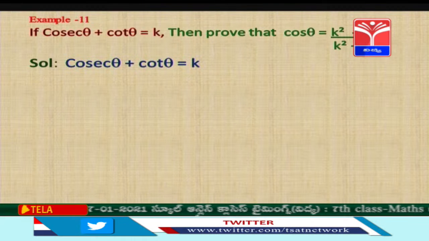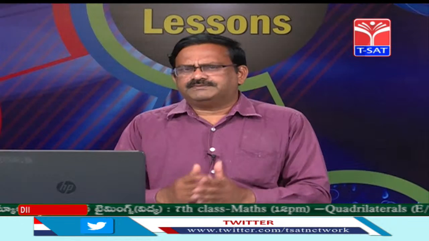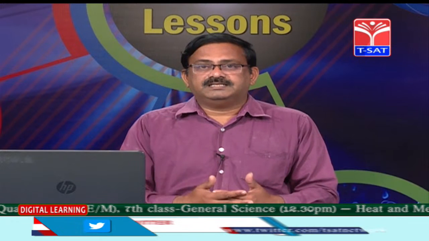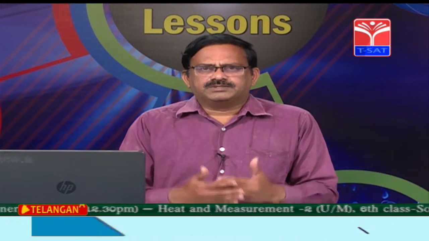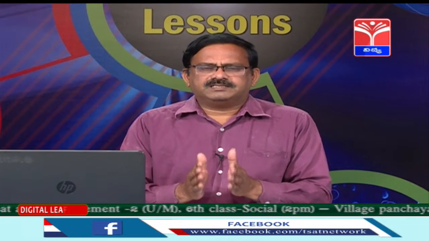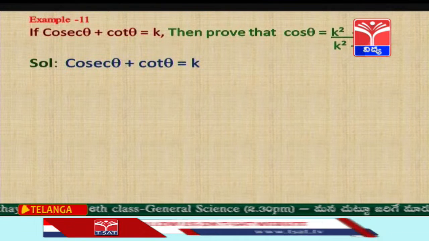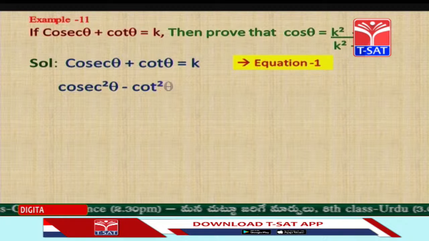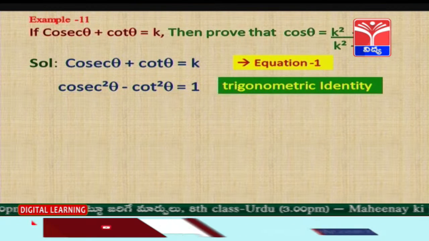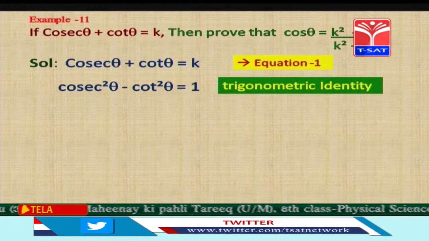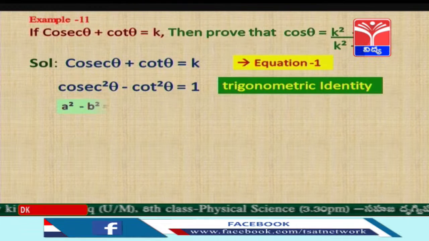Here we have to be very careful that we mention equation 1, 2 like that, and we have to understand the algebraic way of addition and subtraction of the equations. So, we have to adopt the algebraic concepts also while solving this particular sum. Children, let us continue. Cosec theta plus cot theta is equal to k. Let me call this one as equation 1. We have a trigonometric identity: cosec square theta minus cot square theta is equal to 1. The same concept that I have used in the previous one, the same thing I am going to use here also.